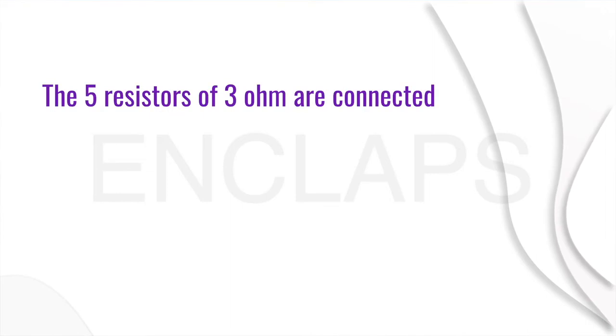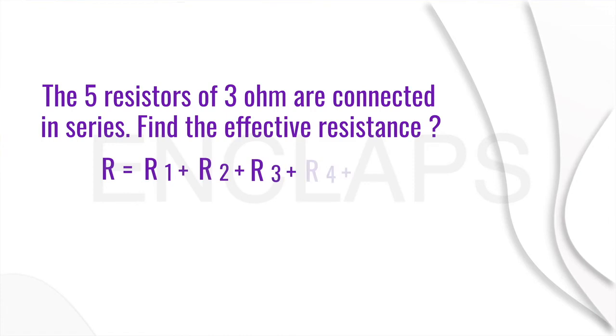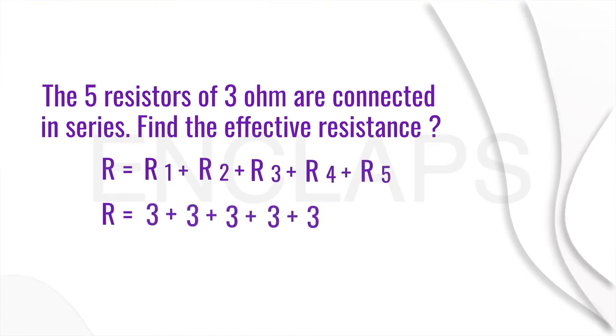5 resistors of 3 ohm are connected in series. Find the effective resistance. Here, 5 resistors of 3 ohms are connected in series. So what we have to do? We have to take the sum of all the resistors. That is, R is equal to R1 plus R2 plus R3 plus R4 plus R5 is equal to 3 plus 3 plus 3 plus 3 plus 3 equal to 15 ohm.